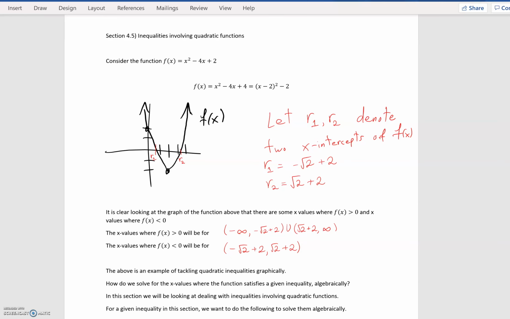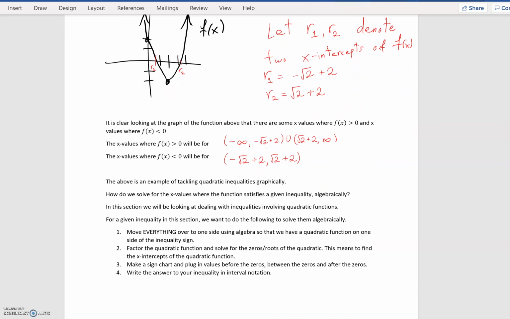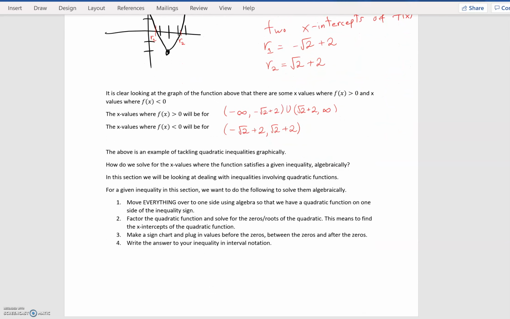How do you tackle these types of problems algebraically, though? In order to solve quadratic inequalities algebraically, the first thing that we want to do is move everything over to one side using algebra so that we have a quadratic function on one side of the inequality sign. Then we will factor the quadratic function and solve for the zeros or the roots of the quadratic. This means to find the x-intercepts of the quadratic function.